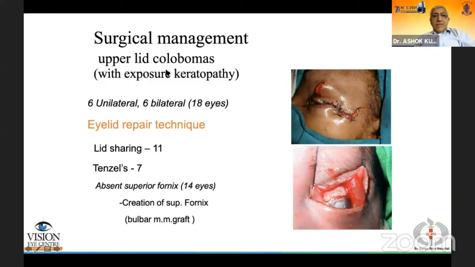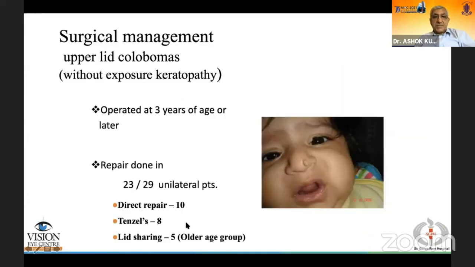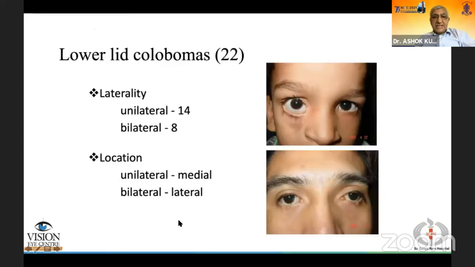In these upper lid colobomas with exposure keratopathy, because the cornea was already involved, we could do lid shearing procedures in 11 of them. But in 7, we did tensors. 14 of these 18 had absent superior fornix, and we had to create a superior fornix using a mucous membrane graft mostly. But since we find that this hypertrophy is a great deal in children, now as the amniotic membrane grafts have become more easily available, we are often preferring amniotic membrane grafts. Those without exposure keratopathy can more often be smaller and be repaired by direct or tensors techniques.